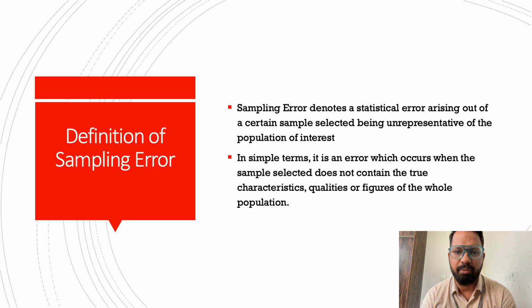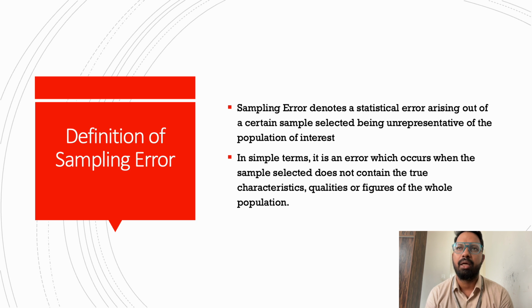Sampling error is a statistical error which arises whenever you are collecting samples, and if the sample is not representative of the total population, this kind of error can occur. I'll explain with the help of a simple example.